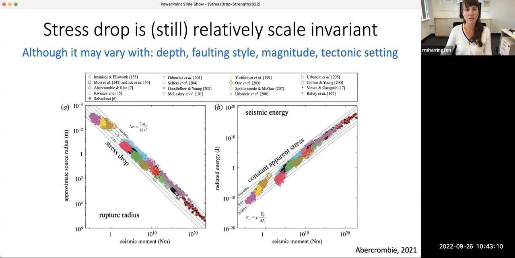Now, this is from a compilation, a review paper by Rachel Abercrombie, which came out in 2001. What you're looking at in the plot on the left is source radius plotted as a function of seismic moment. This is also a compilation of data going down to about magnitude -5 earthquakes. And we see that by and large, this relationship still holds 20 years later: we've got more or less constant stress drop, albeit within 2 to 3 orders of magnitude, which seem to concentrate a little bit more when we get to larger magnitudes.